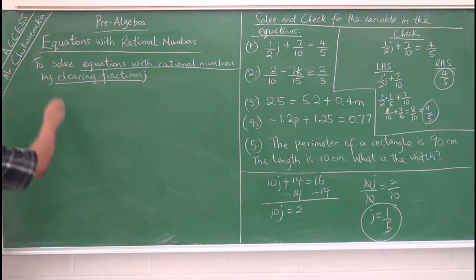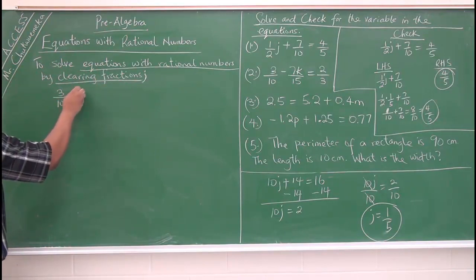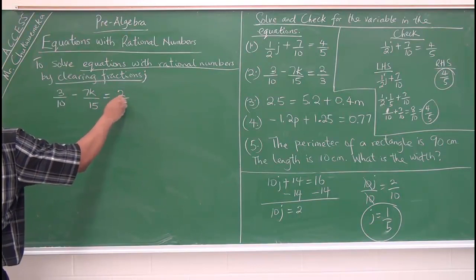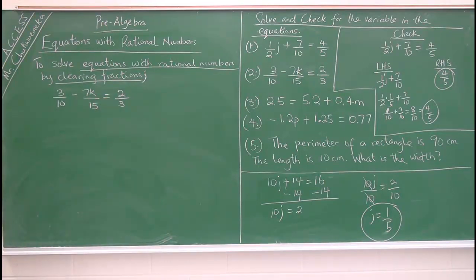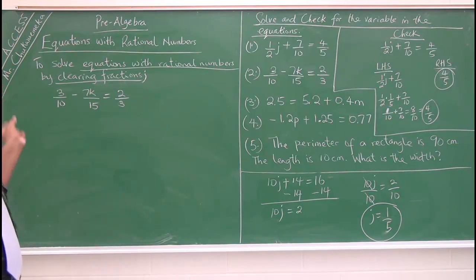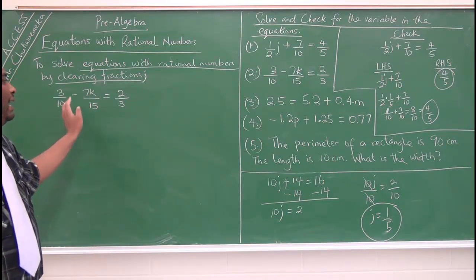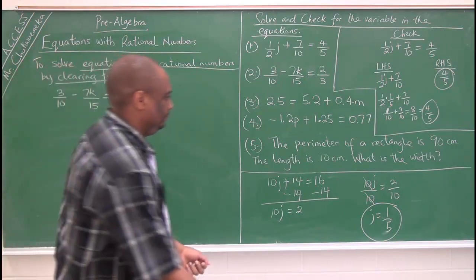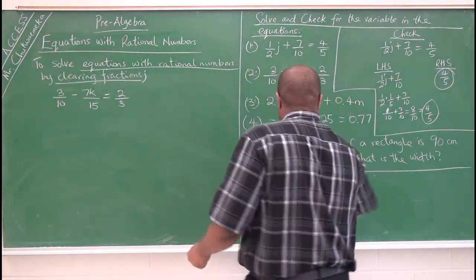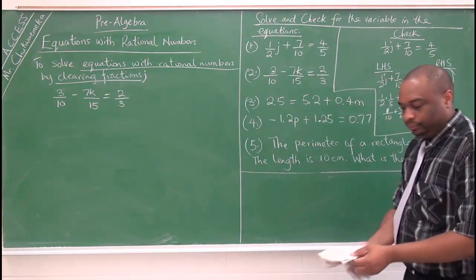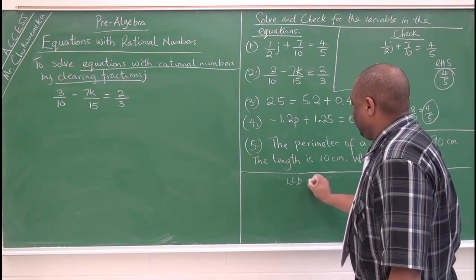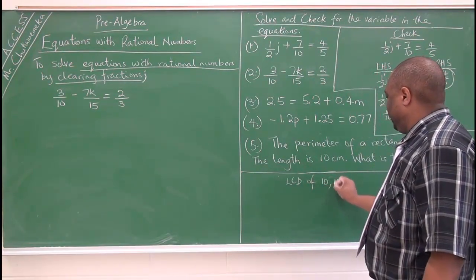When we come to question 2, we have 3 over 10 minus 7k over 15 equal to 2 over 3. So what we want to do here, the first step, is to find the LCD of 10, 15, and 3. So let's do that. LCD of 10, 15, and 3.